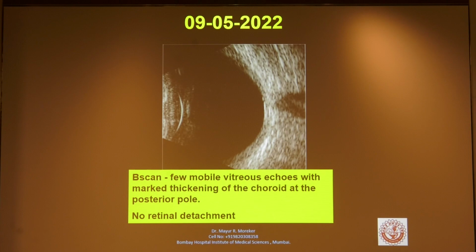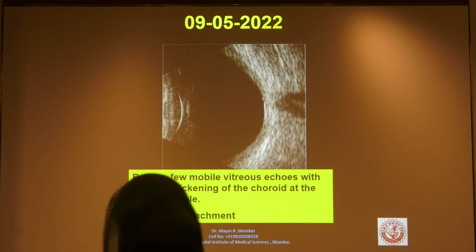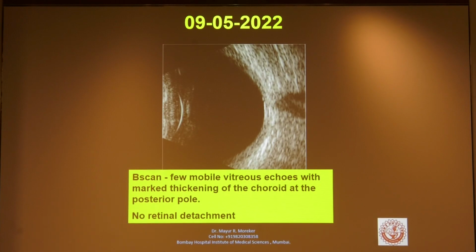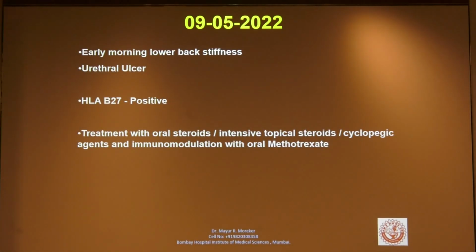The B scan in this patient showed few mobile vitreous echoes with marked thickening of the choroid at the posterior pole. There was no retinal detachment. On a little more inquiry, the patient was complaining of early morning lower back stiffness, and he himself confirmed that he had a urethral ulcer in the past and even now. He was tested for HLA-B27 where he was positive.